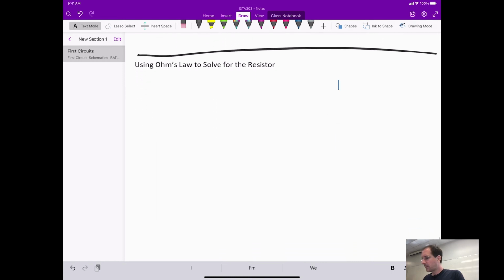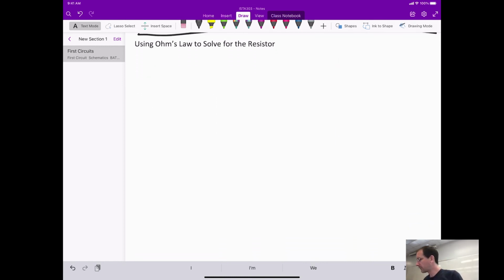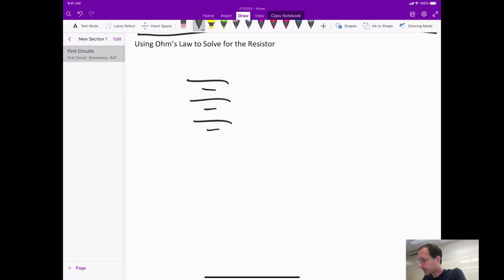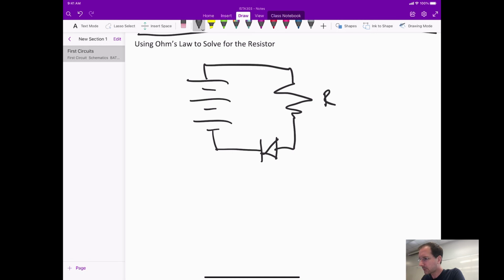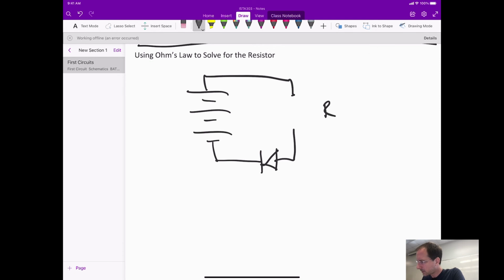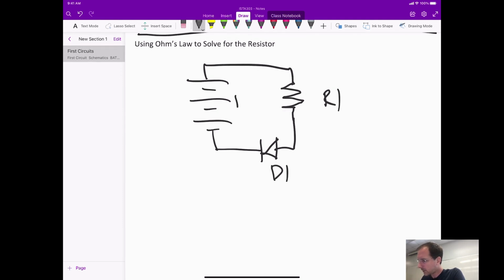So you can probably see where we're going here. We need to use Ohm's law to solve for the resistor in our circuit. And why? Well, let's recap here. Here's our circuit with our resistor. I swear I get worse at drawing resistors every year. 1, 2, 3, there we go. We have a resistor, we have our LED, we have our battery.